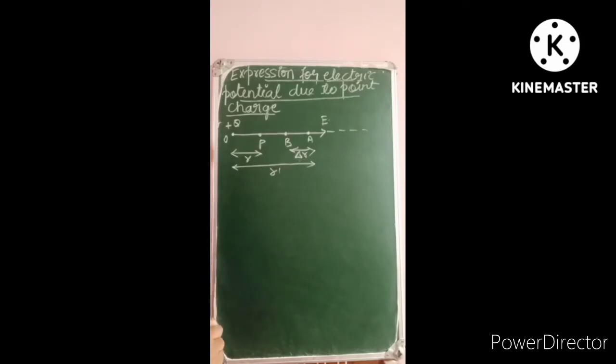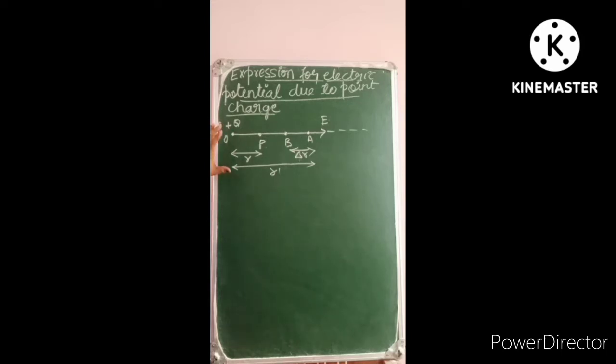Next we have the derivation of the expression for electric potential due to a point charge. For this, let us consider a point P. A point P is at a distance r from the origin O, where the charge plus Q is placed at the origin. Right?